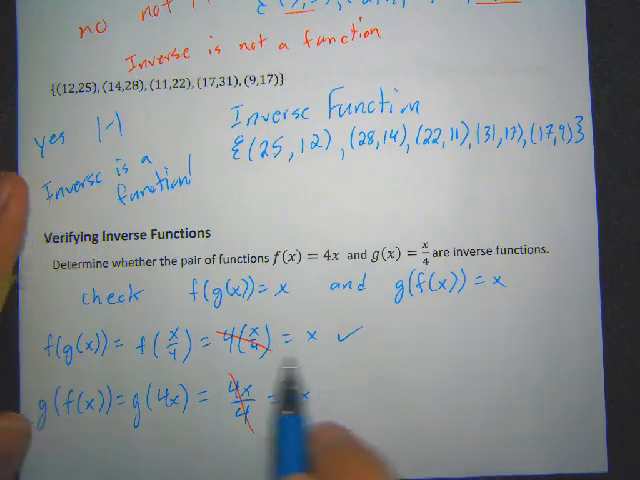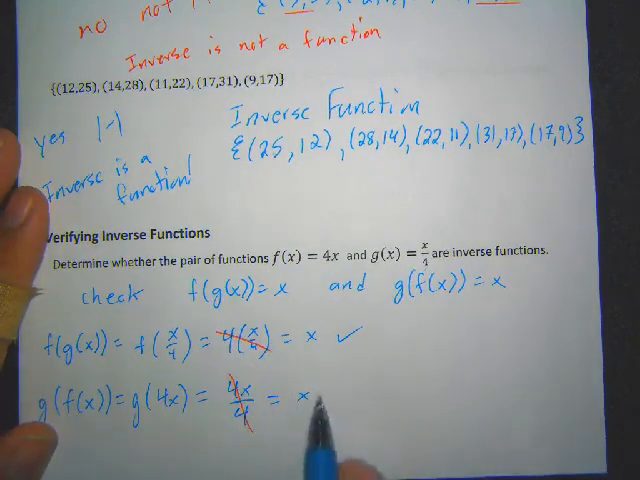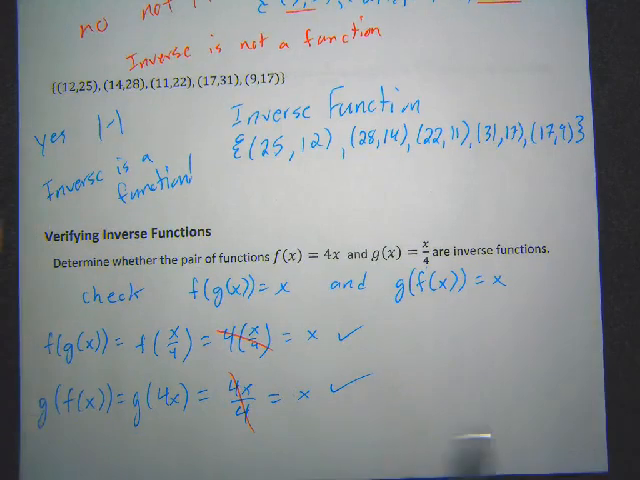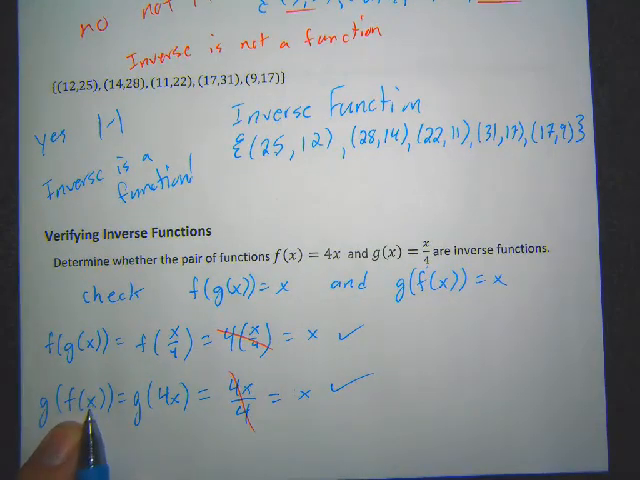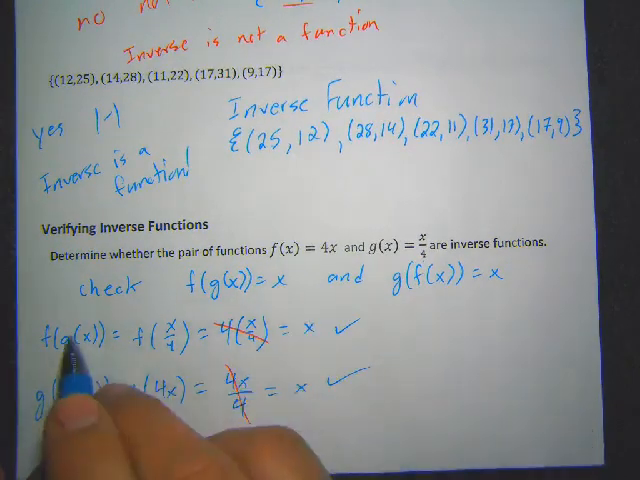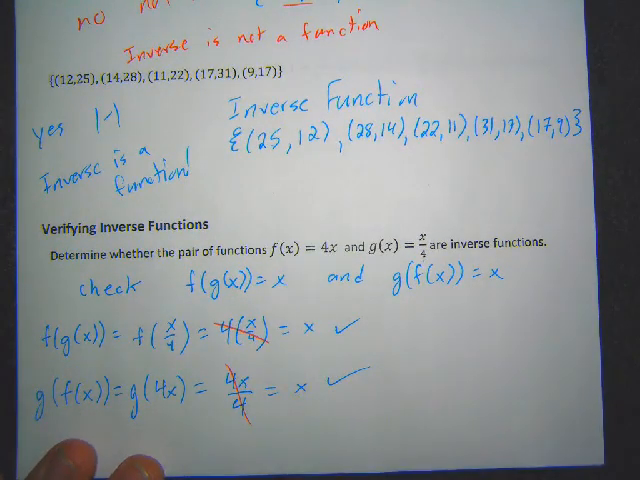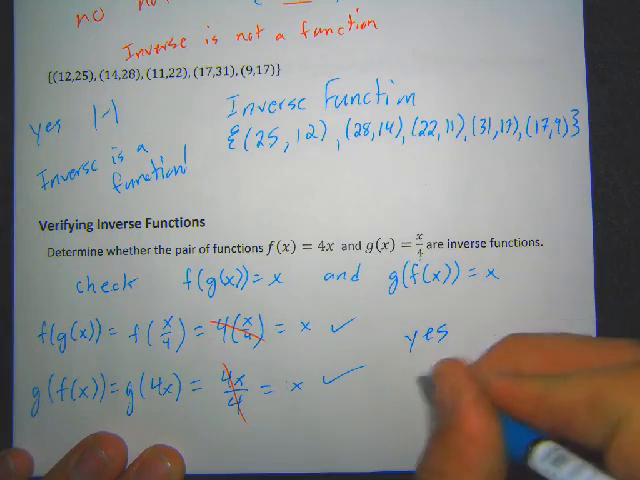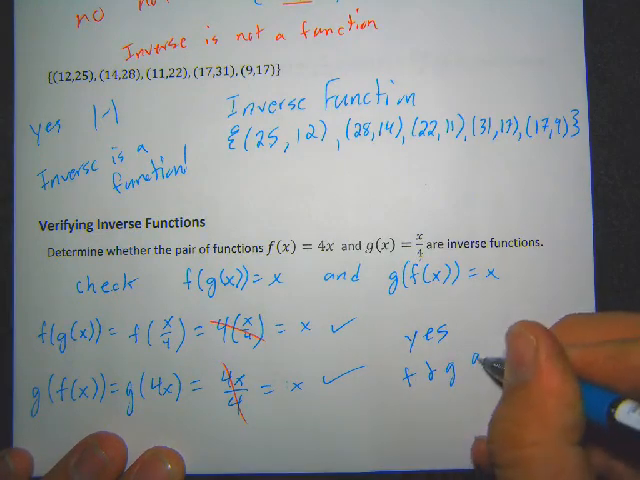And that's what we're looking for, right? We're looking for everything to cancel, so you're just left with an x by itself, because that means the input, the number you put in, x, is the same as the output, the result you got out, x. Because the output matches the input in both directions, we can say yes, f and g are inverses.